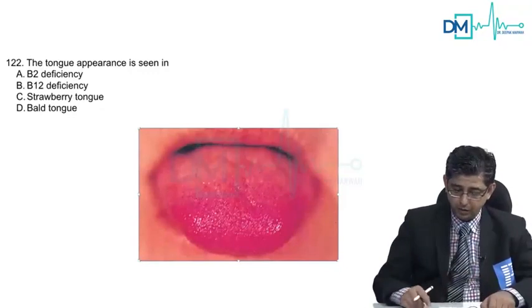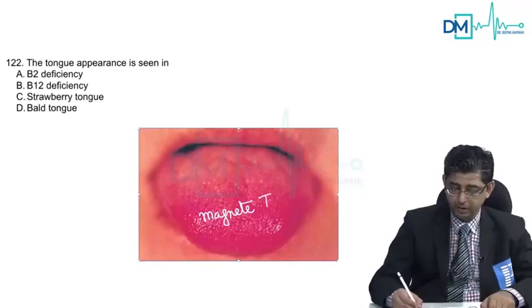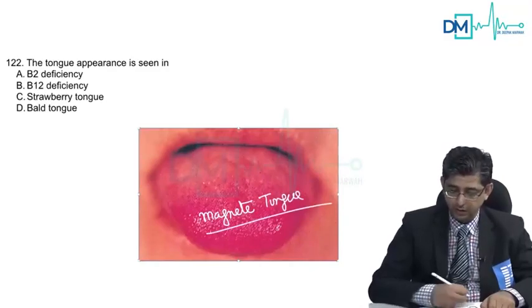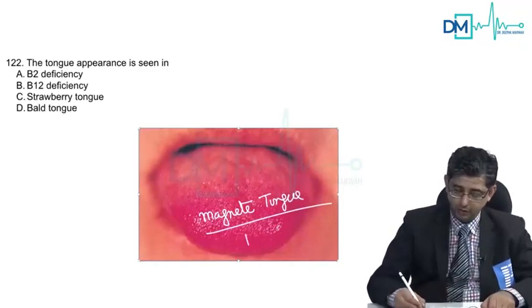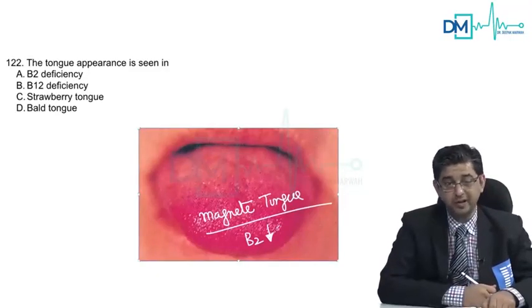Which tongue appearance is shown here? This is a magenta tongue. A lot of people casually answer strawberry tongue, but this is a magenta tongue. You can see the color of the tongue is purplish, and this is due to vitamin B2 deficiency. So it is B2 deficiency which is responsible for magenta tongue.